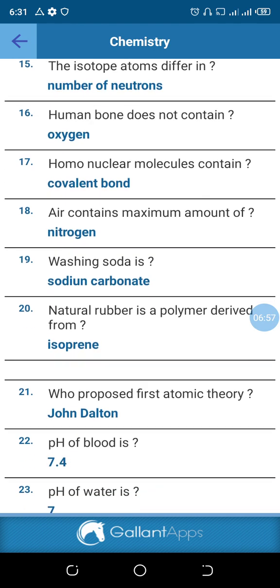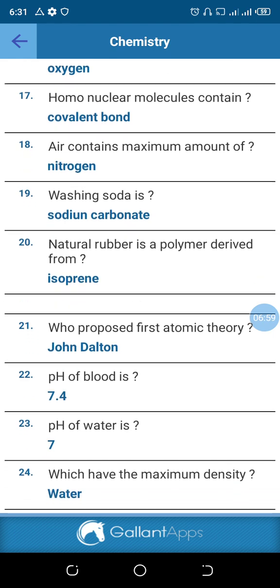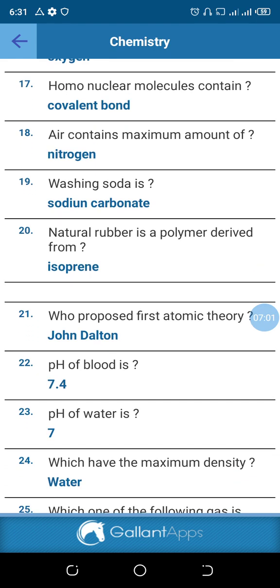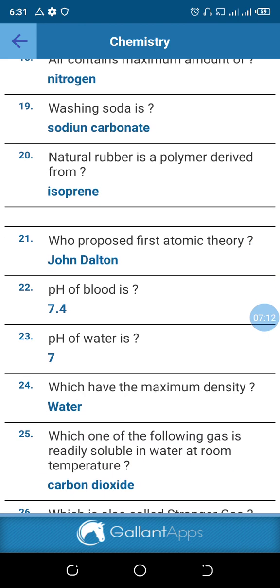Human bone does not contain oxygen. Homonuclear molecules contain covalent bond. Air contains maximum amount of nitrogen. Washing soda is sodium carbonate. Natural rubber is polymer derived from isoprene.